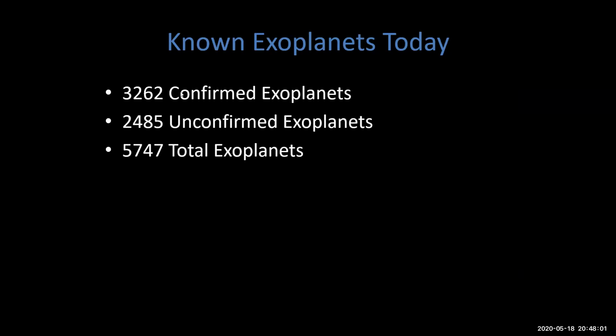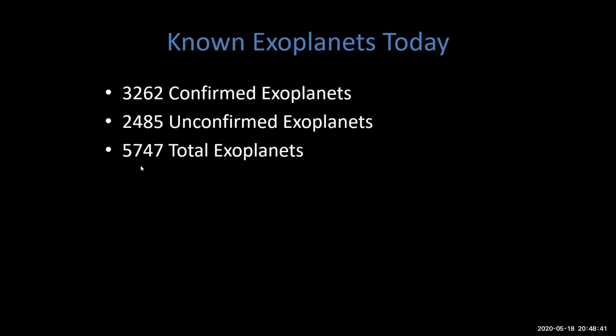Then as of today, there are 3,262 confirmed exoplanets. Confirmed meaning that they've been detected in 2 different methods at least. They've had 2 separate detections of these planets in order to become confirmed. There are 2,485 unconfirmed exoplanets. So these are considered exoplanet candidates. They've been detected by one method, but haven't had that subsequent dual detection.